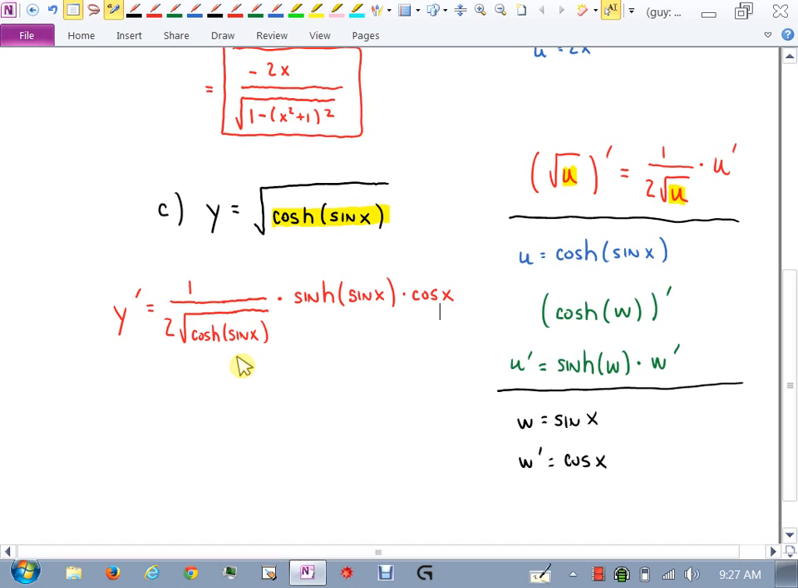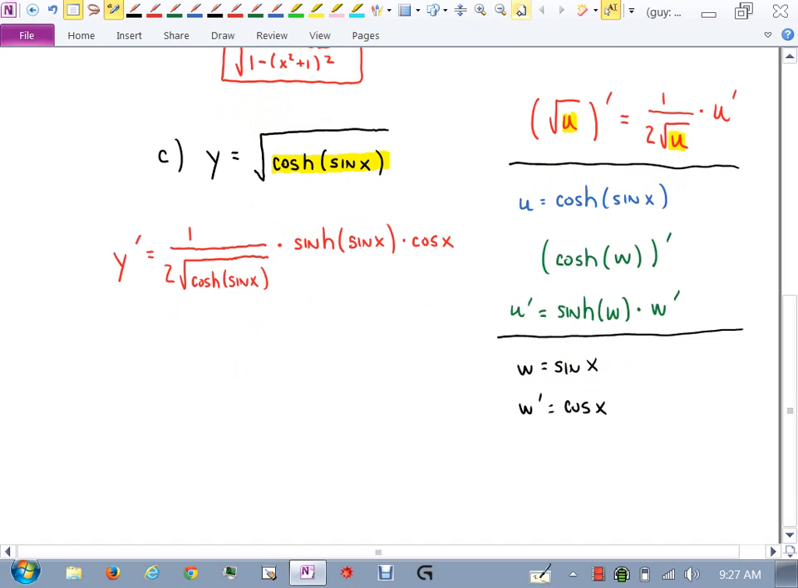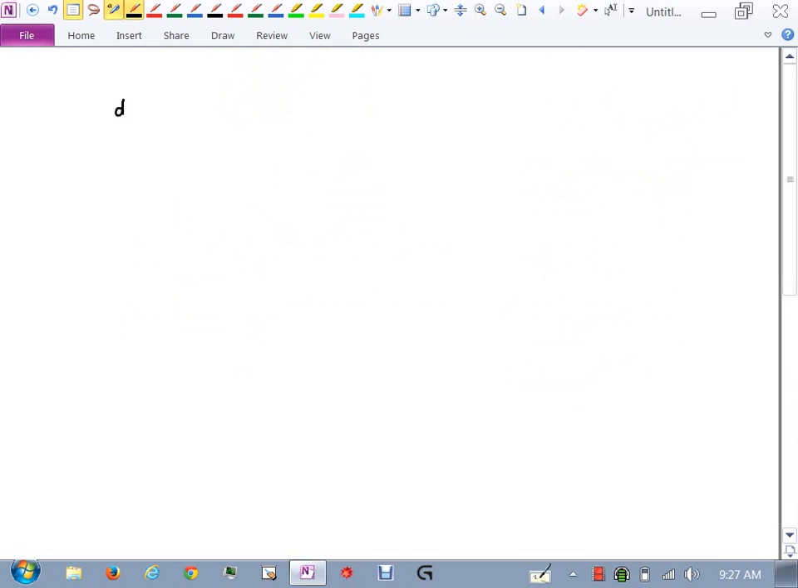Let's look at D. y equals log base 4 of the square root of x squared plus 1. All right, so what is the last thing happening here? The log base 4, right? So I need to go and take a look at this.